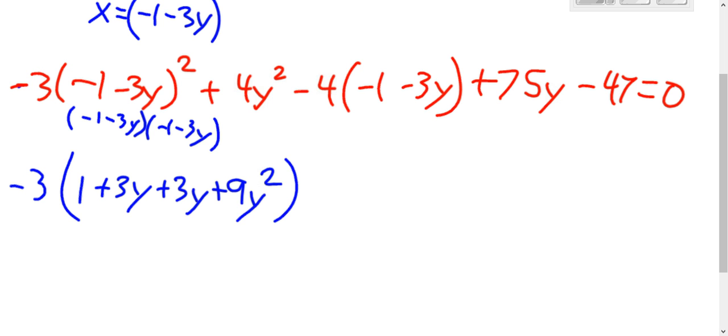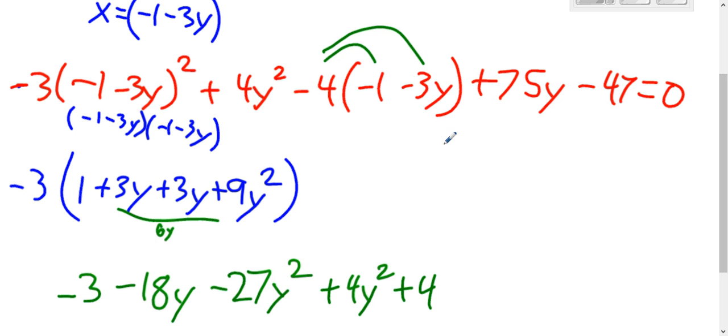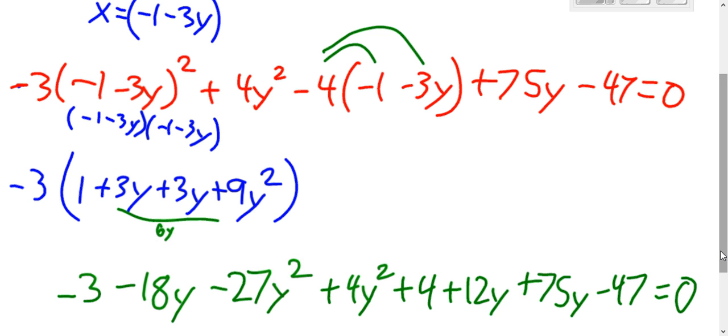So distribute that -3 now. And you combine that to be 6y. So -3 times 1 is -3. -3 times 6y is -18y. -3 times 9y squared is -27y squared. Then we have the 4y squared. Now we need to distribute here also. Plus 12y plus 75y minus 47 equals 0.